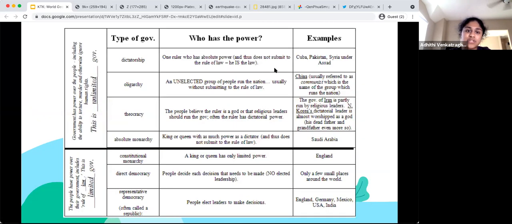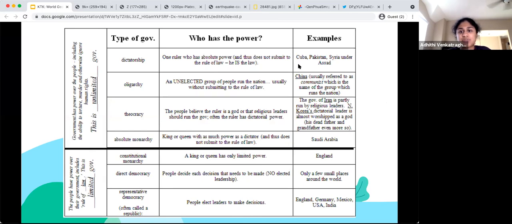All right. So here is another chart on who has the power. One more important thing that we see here is a theocracy. A theocracy is where religion is very heavily involved in the government. People believe that the ruler is a god or that the religious leaders should run the government, and often the ruler has dictator-like power. The second type of monarchy we see is a constitutional monarchy, like we see in England, as mentioned. So we also see examples of this right here.